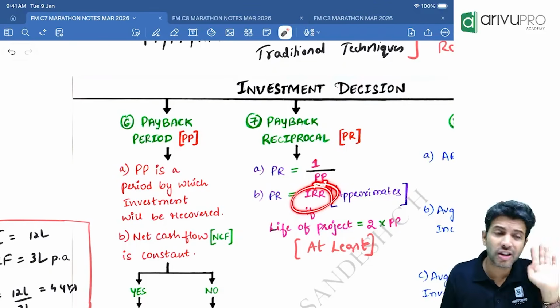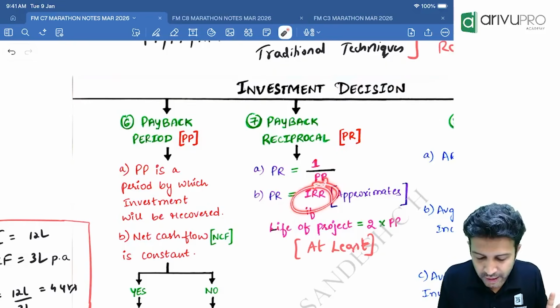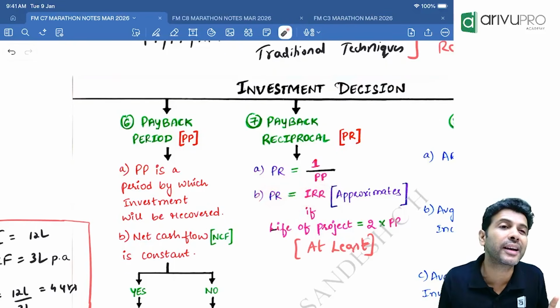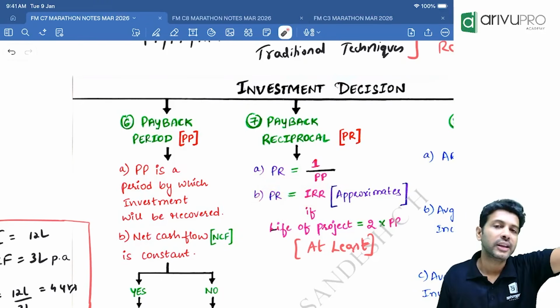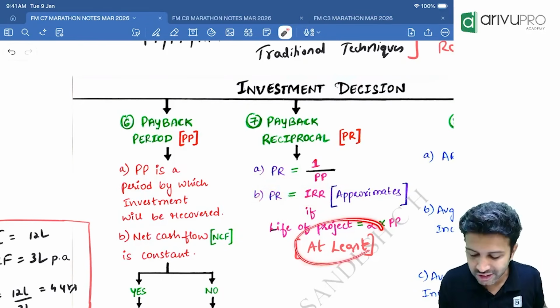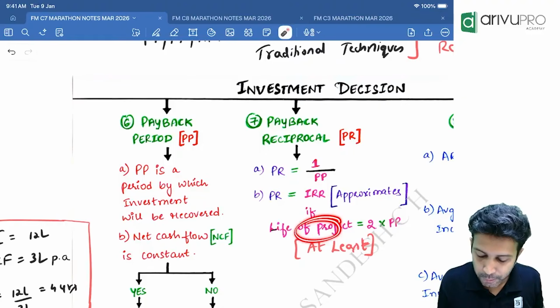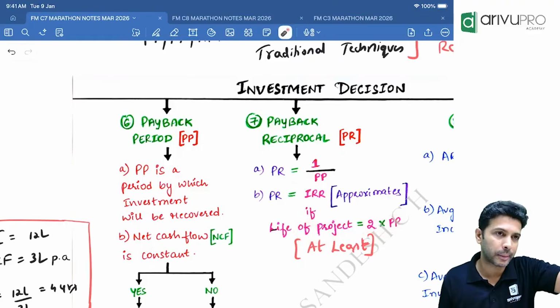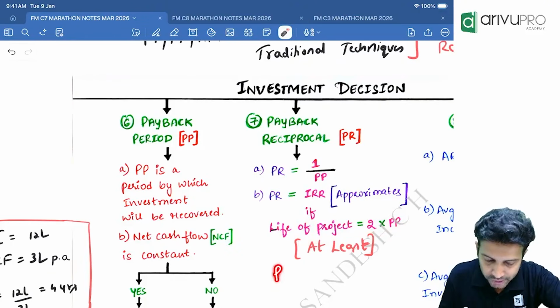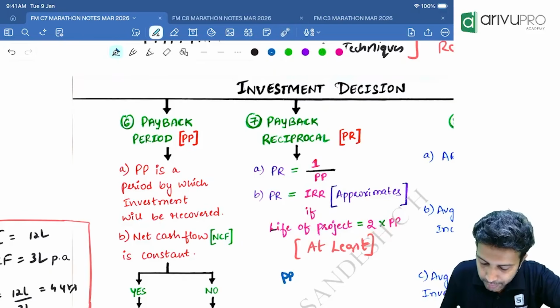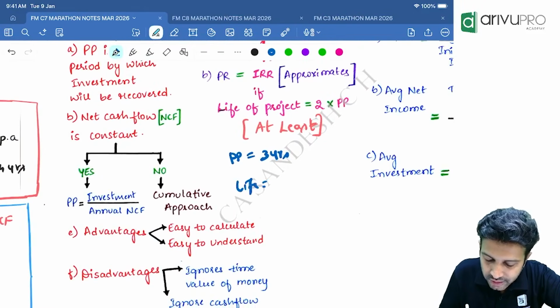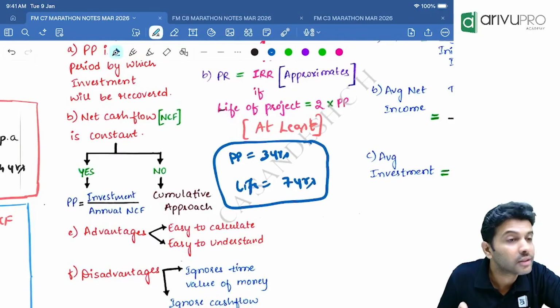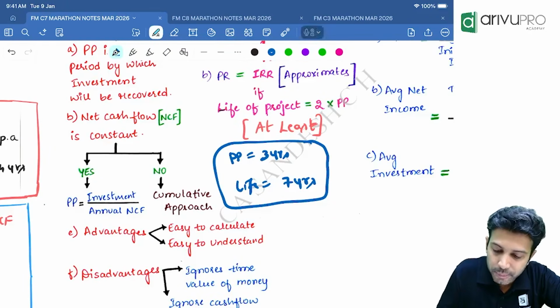IRR we already discussed in cost of capital, right? So payback reciprocal will be approximating to what? IRR if one condition holds good. If life of the project is twice the payback period. If life of the project is 2 times the payback period. Now suppose payback period is 3 years. Let's say project ka life is, let's say, 7 years. Project ka life is how much, people? 7 years. Okay, now check what has happened.